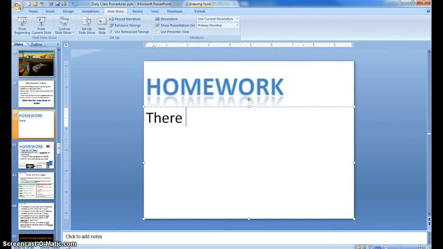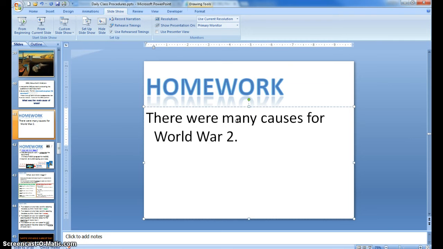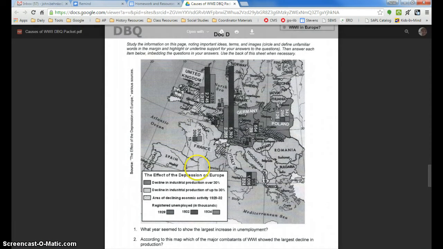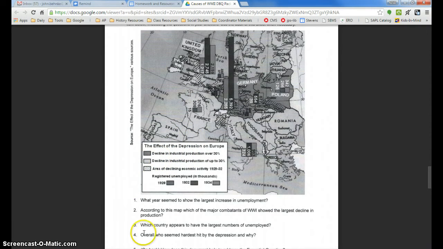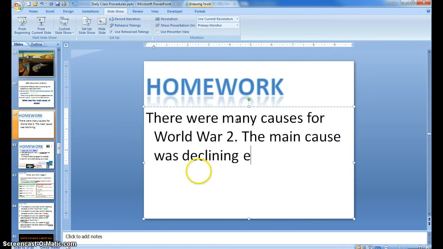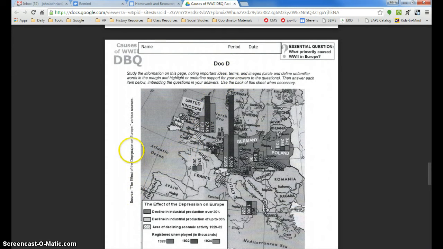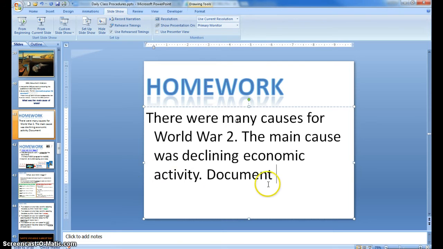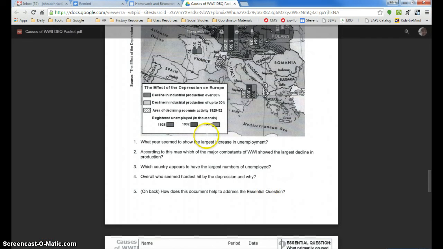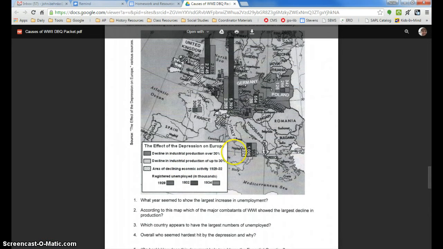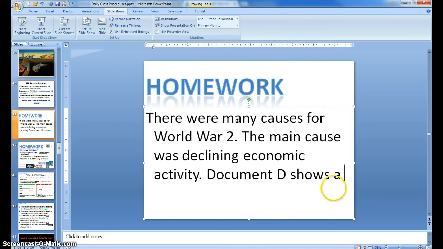You can say, there were many causes for World War II. The main cause was... Let's see which one we think it will be. This one's talking about unemployment, how production declines. So we've got declining economic activity. That's what we think is declining economic activity. Document D, which we see right here, document D, which is the effect of depression on Europe from various sources. Document D shows, let's see, decline of up to 30%. So we've got a 30% decline in Great Britain.